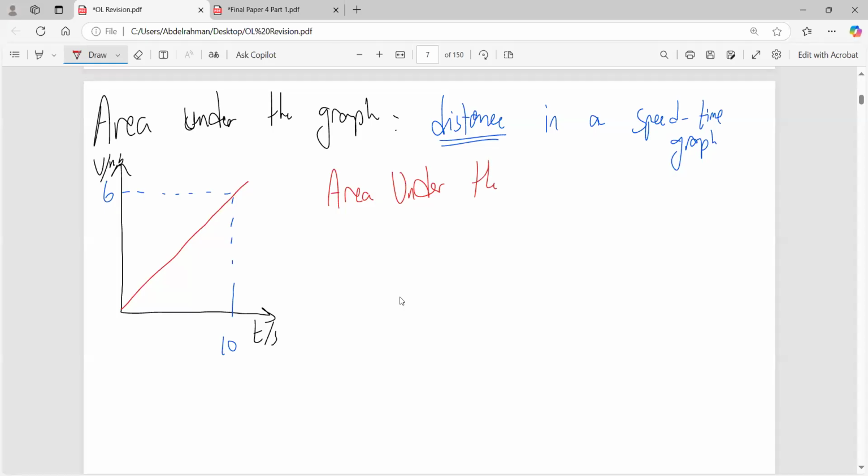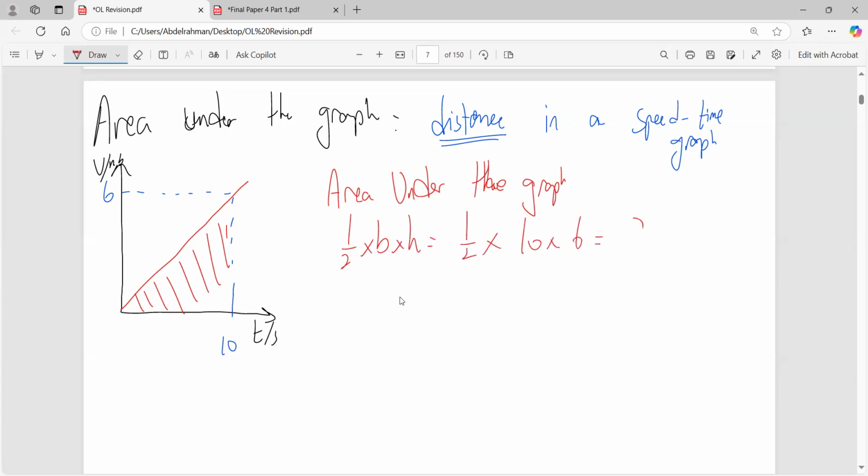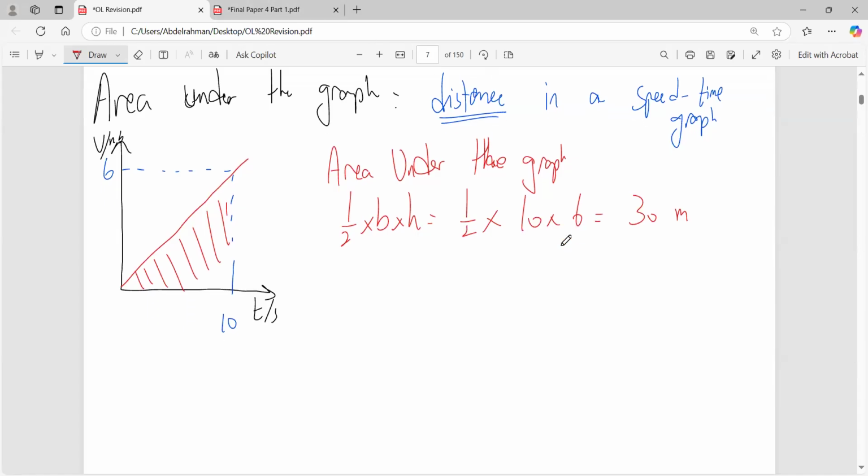So what's the area of this graph? This is a triangle. So half times base times height, which is half times 10 times 6, that is 30 meters. Meters only, that's it. Why? Because you're finding the distance.